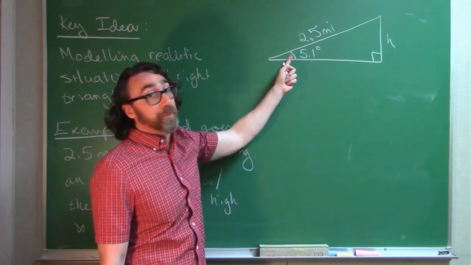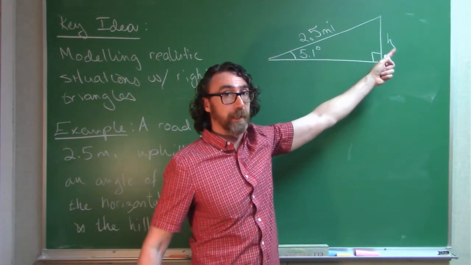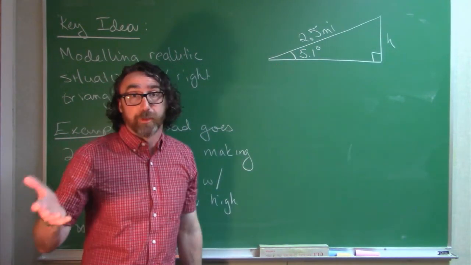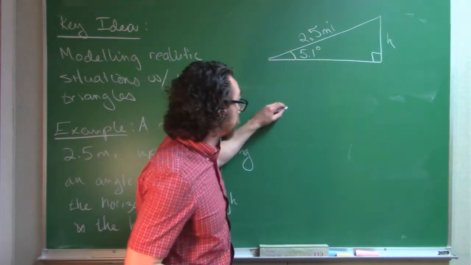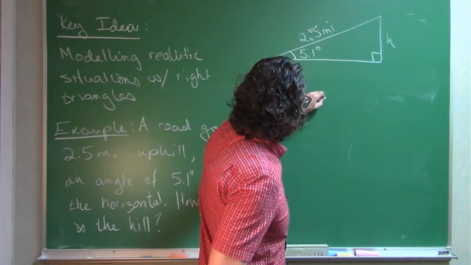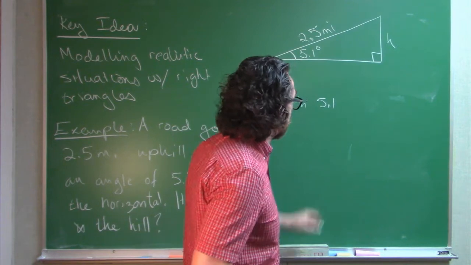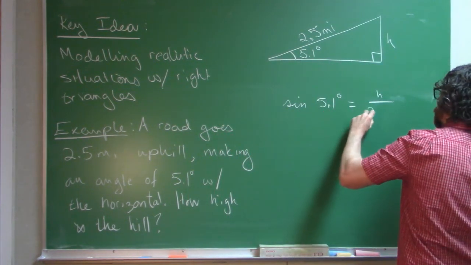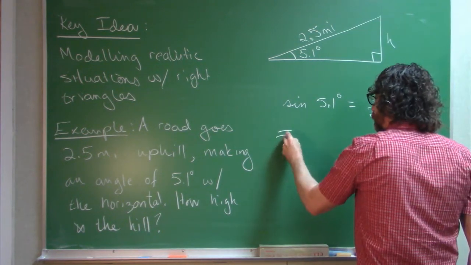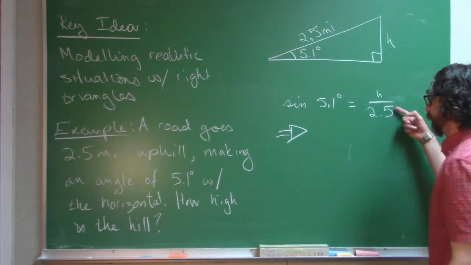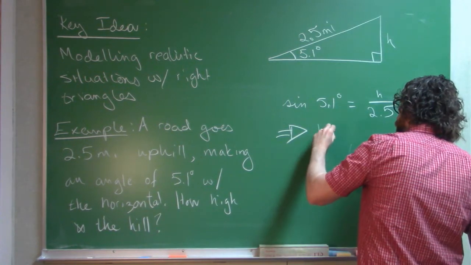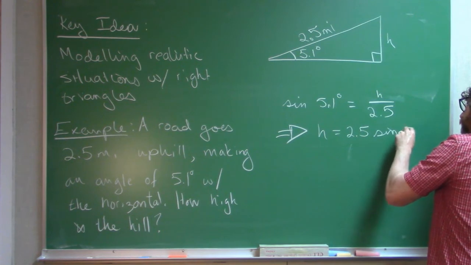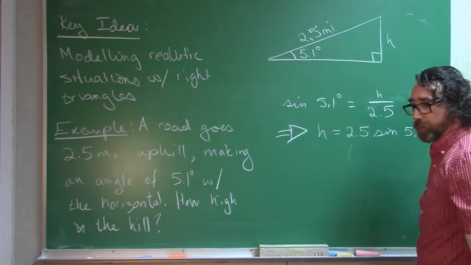Now, from the perspective of this angle, that's the opposite side. So we've got the opposite, we've got the hypotenuse. There's a trig ratio that involves opposite and hypotenuse. It's the sine function. So sine of 5.1 degrees equals opposite over hypotenuse, h over 2.5. If this equation is true, we can solve it for h: multiply both sides by 2.5, and we get h equals 2.5 times sine of 5.1 degrees.